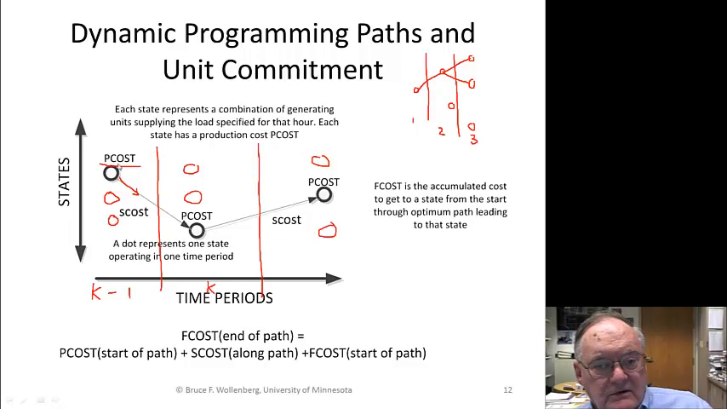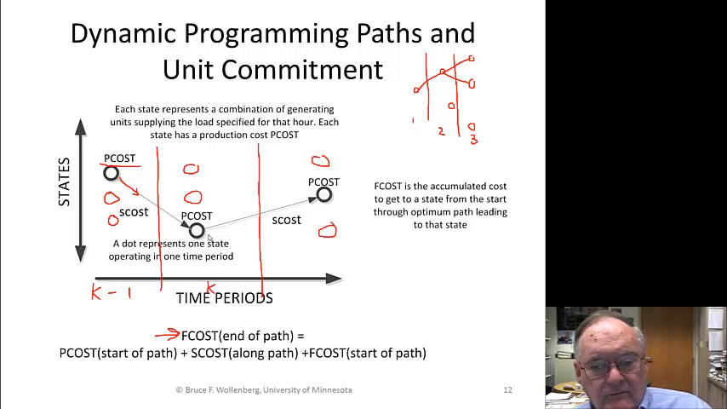So I start out with a production cost, then I add a startup cost, and a production cost here gets added to this, so I'd have a production cost, a startup cost, a production cost. And I'm accumulating these in the F cost. Then I go and I add a startup cost and a production cost to the F cost. And so down here at the bottom, I have this final equation, which is the F cost at the end of the path over here.